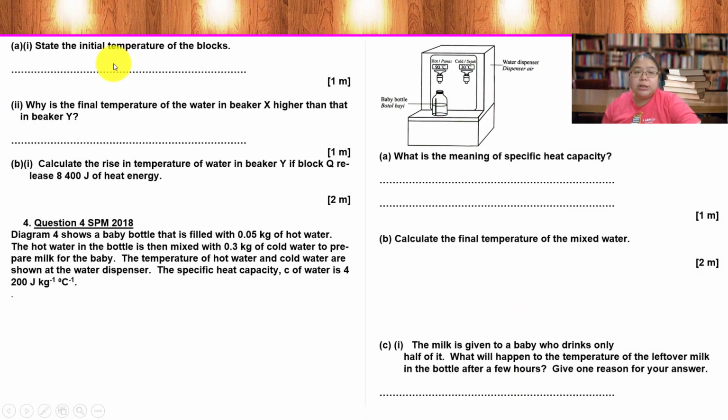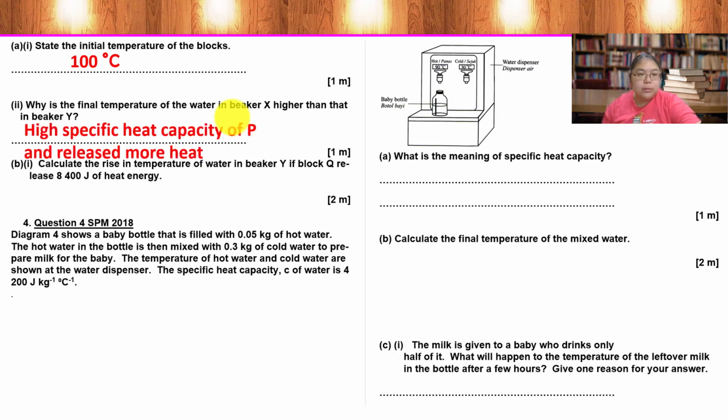Okay, state the initial temperature of the block. So the initial temperature of the block is 100, because it is in boiling water. Okay, why is the final temperature of the water in beaker X higher than beaker Y? X is where block P is put inside. I told you just now, because of the high specific heat capacity, it will release more heat to the water. High specific heat capacity of P, so it will release more heat.